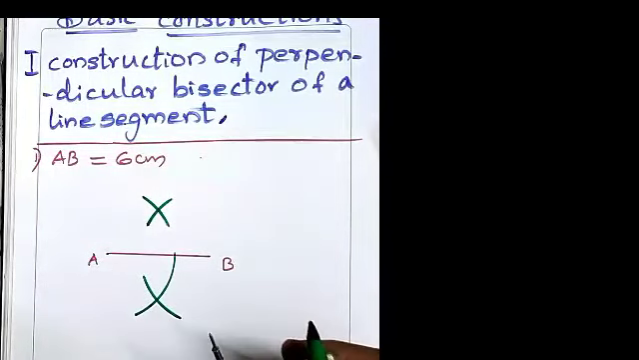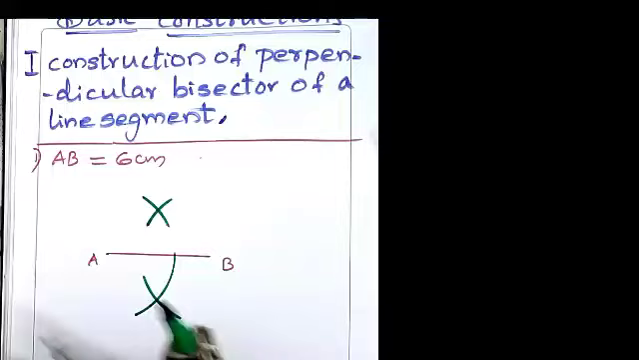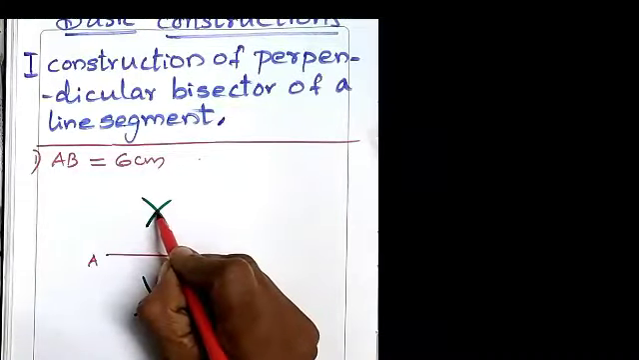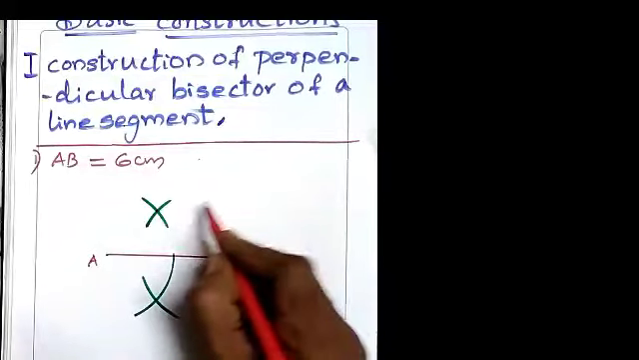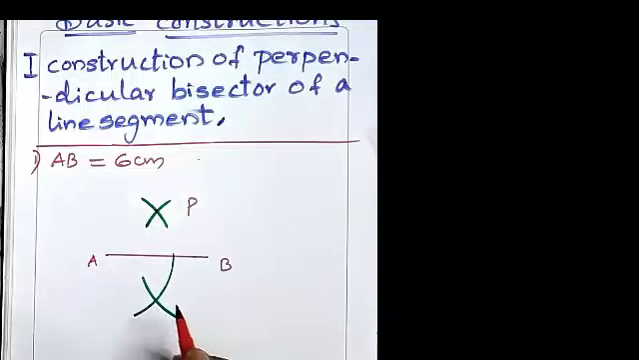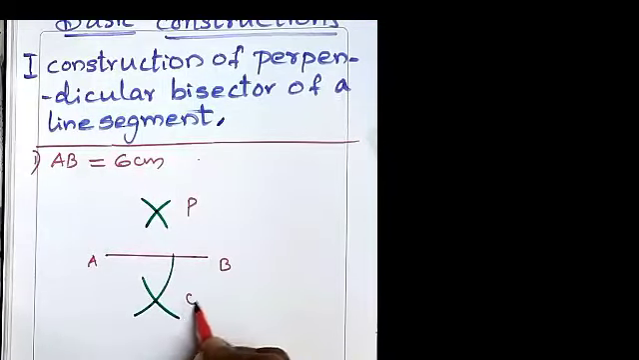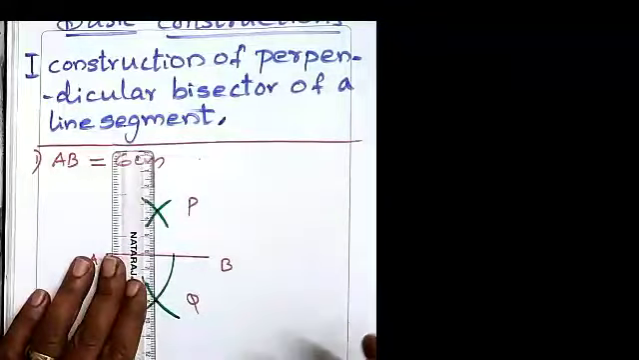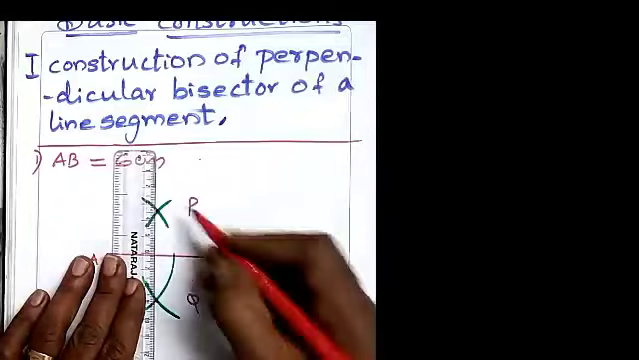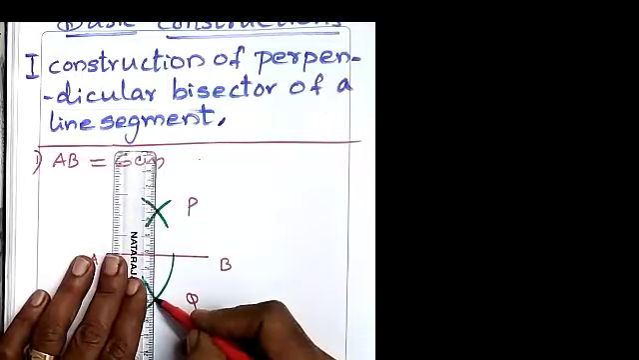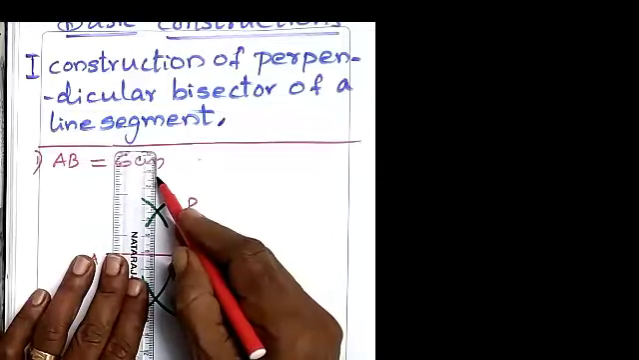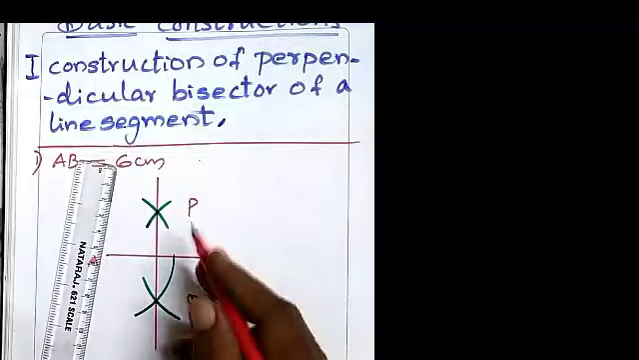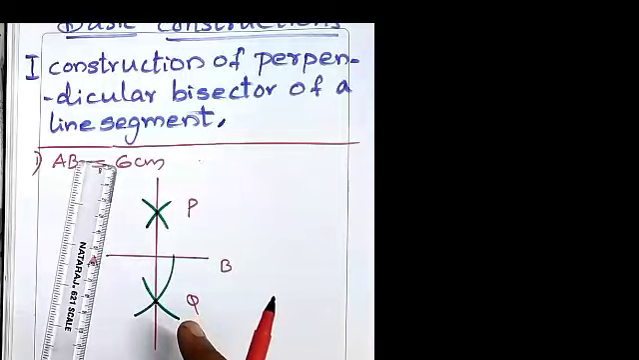Now our next step is to join these two intersecting points. For that, you name this intersecting point as P. Suppose this point is P and this point is Q. So actually we are joining the points P and Q. Correct measure we need to select. Okay, so just join PQ. You can see this line segment PQ we are getting.